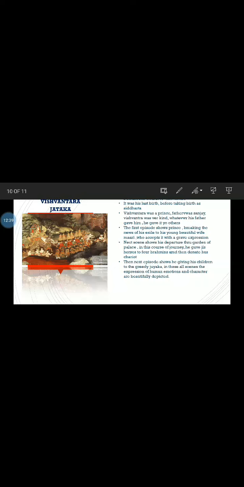In the first episode, the prince is shown breaking the news of his exile to his beautiful young wife Madri, who accepts it with a grave expression. The next scene shows his departure through the garden of the palace. In the course of the journey, he gave his horses to 4 Brahmins and then donated his chariot. The next episode shows him giving his children to the greedy Jujaka. In all these scenes, the expression of human emotions and character are beautifully depicted.